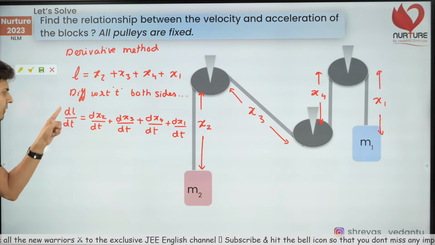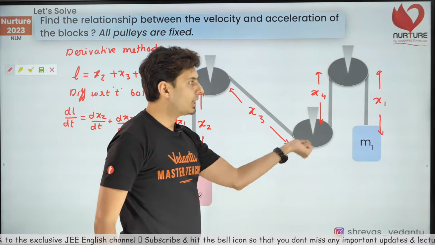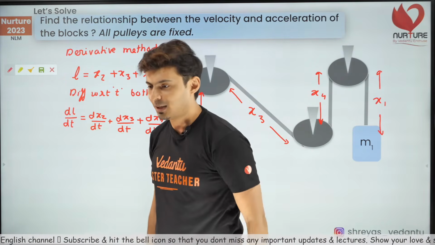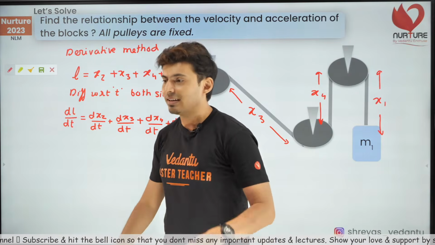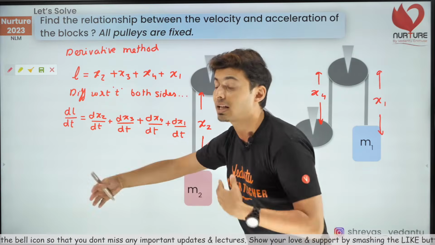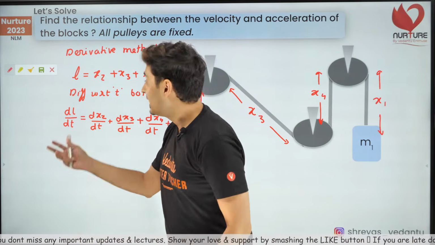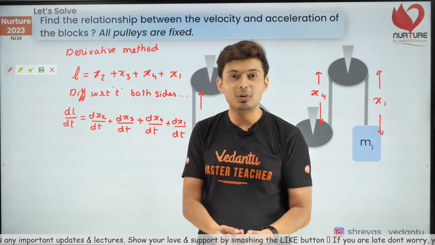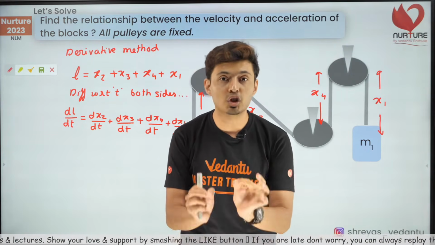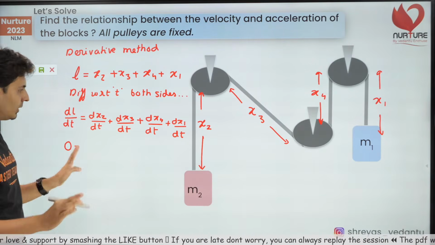Now, think carefully. What is dl by dt? What is the total length rate change? What is dl by dt? What is the derivative of the length of the string? What is the rate of change of the length of the string? Come on, my warriors, figure this out. Think about it. Length is constant. Did I not tell you just some time back? The length of the string never changes. So the derivative should be 0. So LHS is 0. Okay, beautiful.